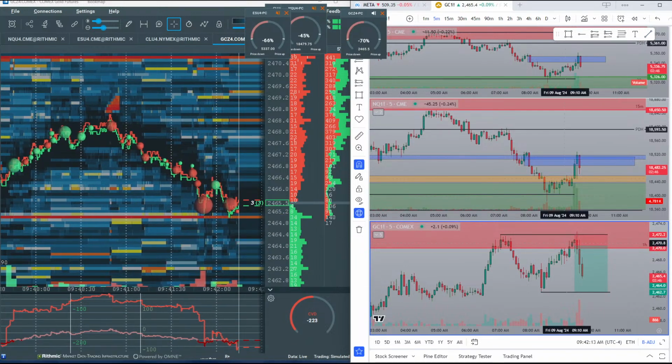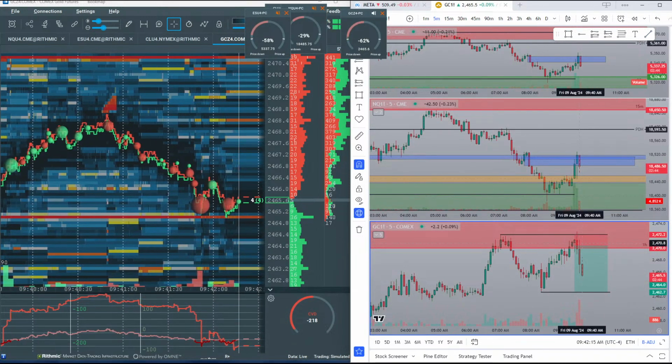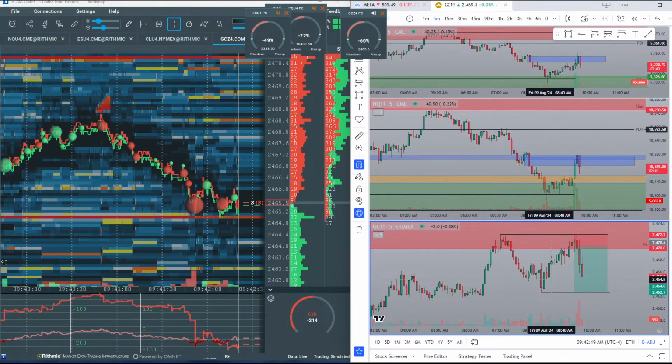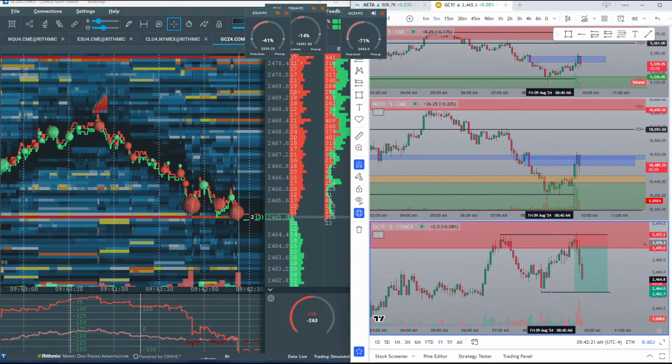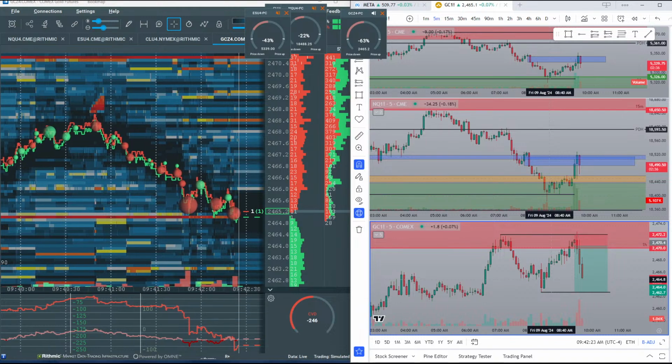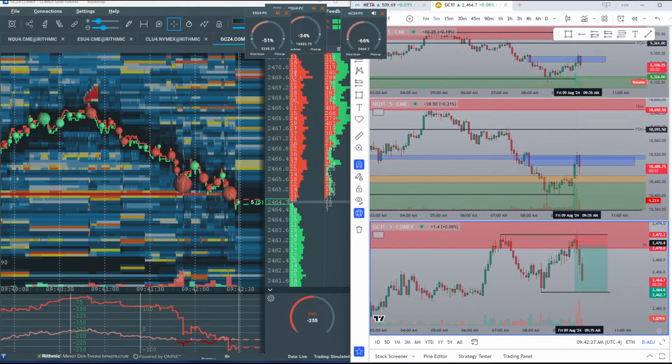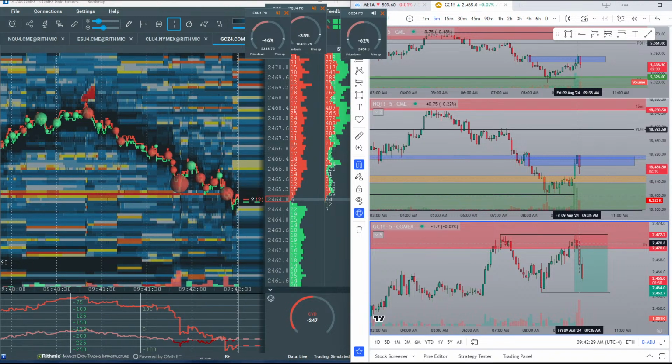Gotta remember the market has been pretty bullish. So with that being said, we're in an order block. We'll see if we break it. Nice, I like that. Let's go. Huge.